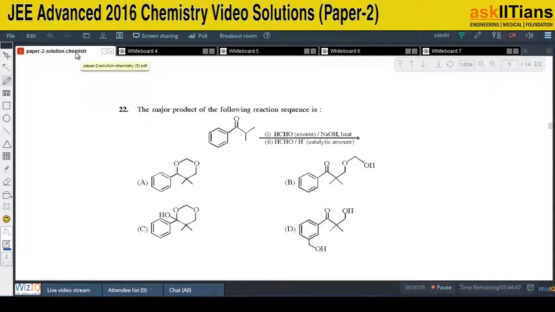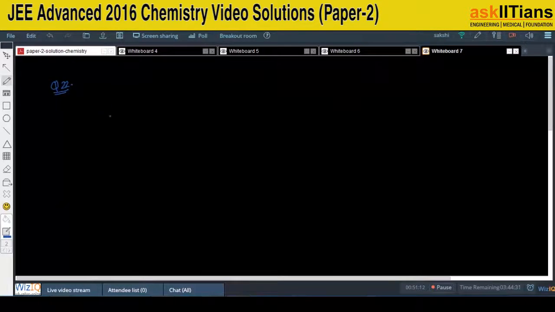So if I switch the tab so that you people can look at the question, it says the major product of the following reaction sequence is. So there is some reaction sequence which is given to you and you have been asked to give the major product of this particular reaction. Let me write the reactants. You have a benzene, you have C double bond O, then you have something like this.